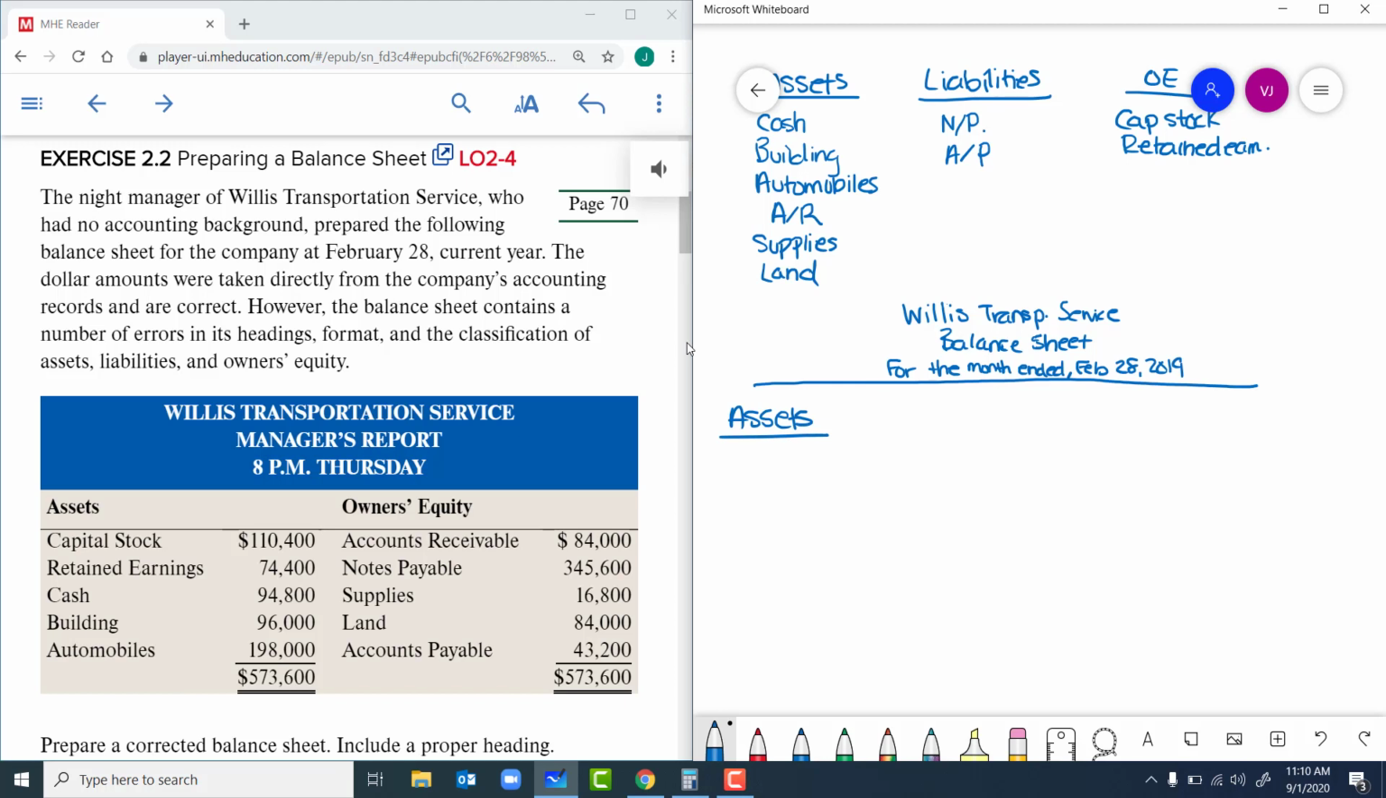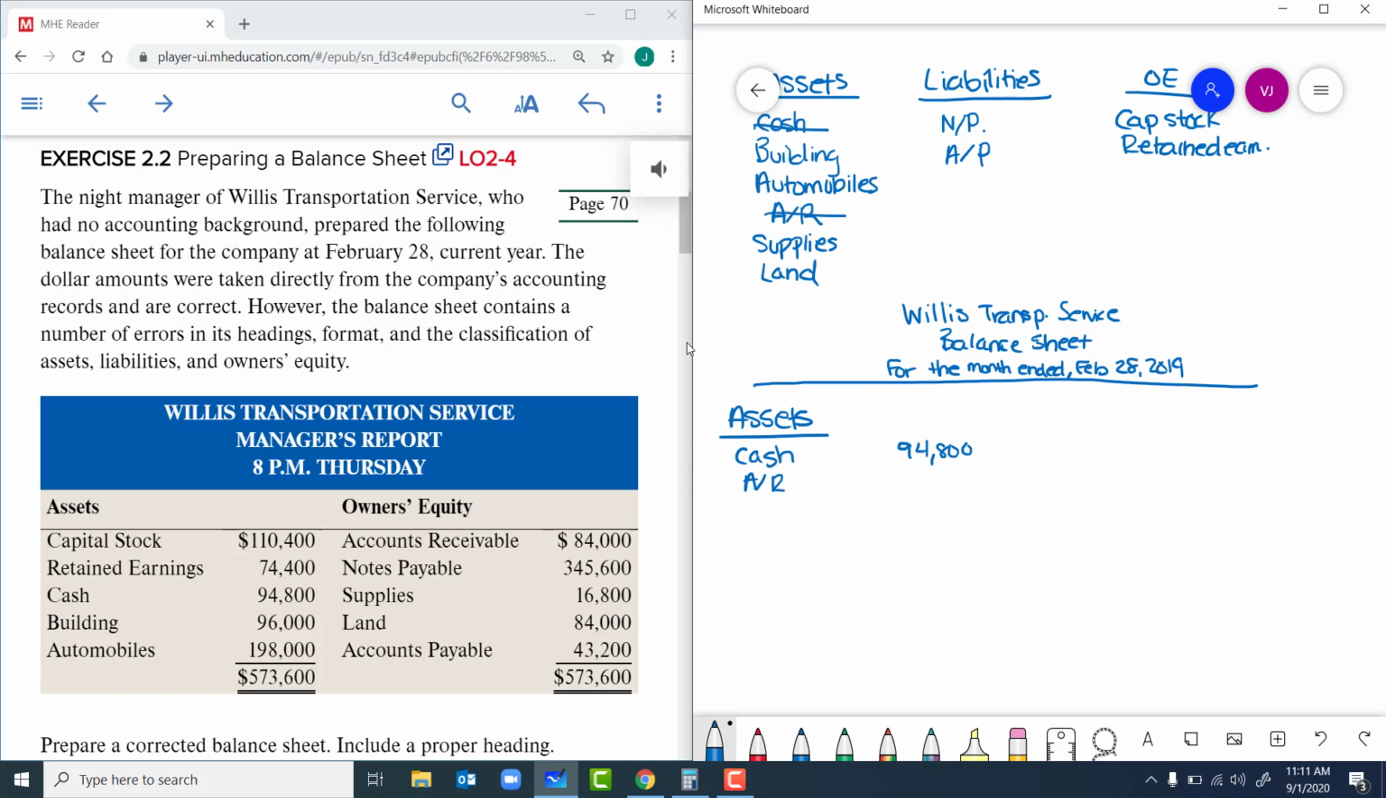And we start listing, well, we want to list them in order of liquidity, right? So an asset is liquid if it is cash or is going to be converted into cash soon, right? So we want to list those liquid assets first before the other ones. So the first one we want to list is cash, and cash has a balance of $94,800. What's the next best thing to cash? It's accounts receivable. I'm going to mark these off as I list them.